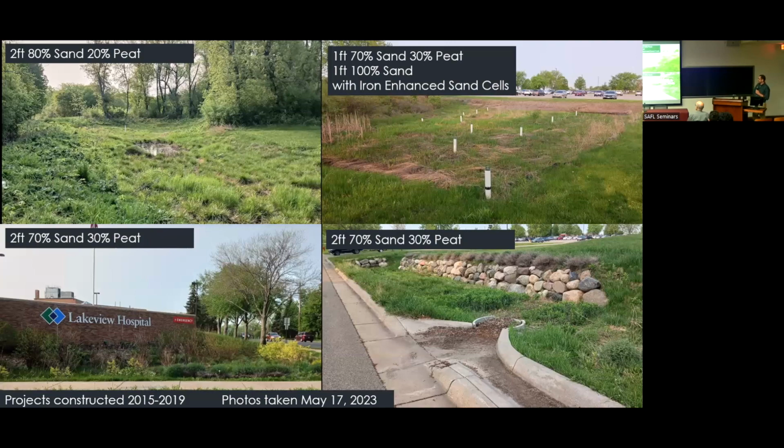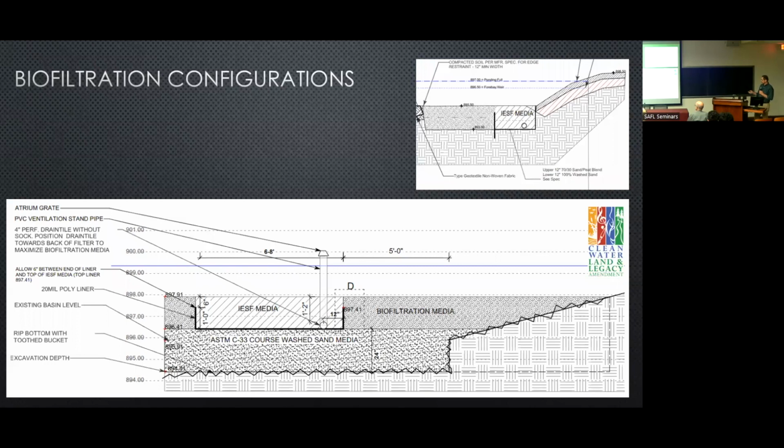The upper right hand slide though kind of demonstrates that we're getting more creative with how we use our media. So this is a foot of 70% sand, 30% peat, a foot of 100% sand in the lower portion, and then an iron enhanced sand filter. And what does that look like in design? Because it's kind of hard to see it in the field.